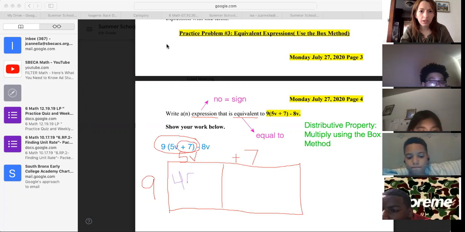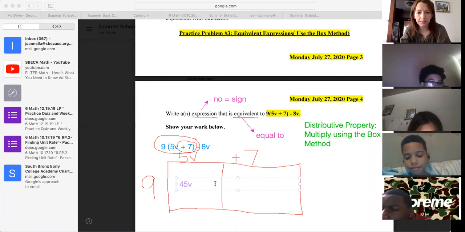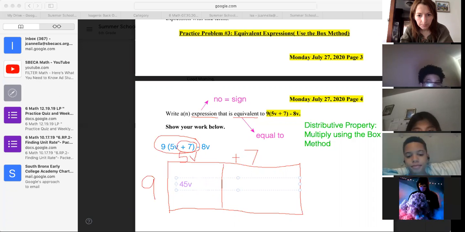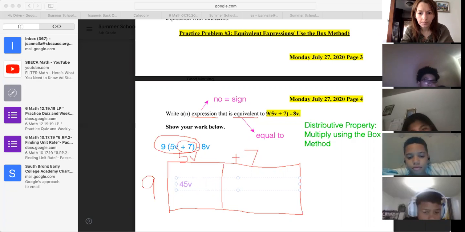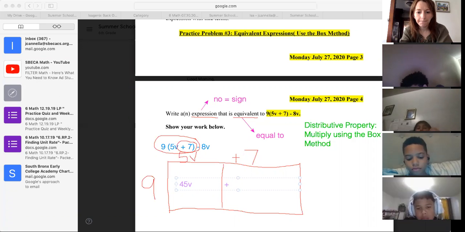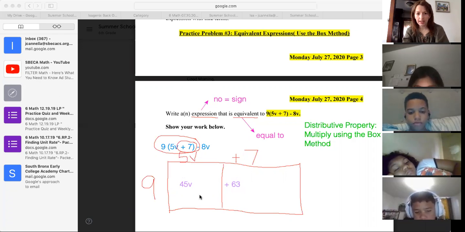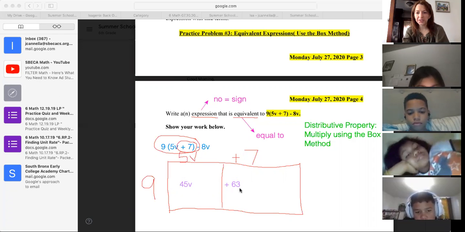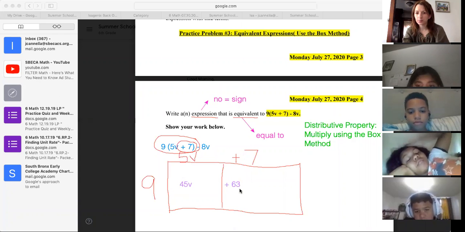I'm going to type this in. It will look neater. Type 45b. Okay, 45b. Now I have to add 9 times 7. What's 9 times 7? Plus 9 times 7 is 60 what? 63. Right, so the new expression is 45v plus 63, but we're not done yet.